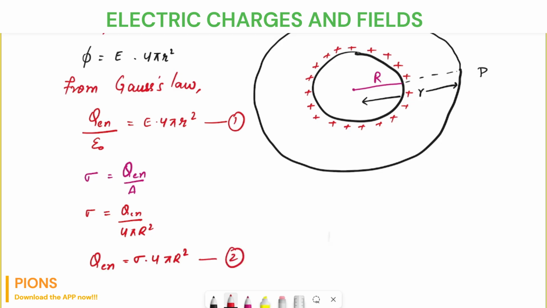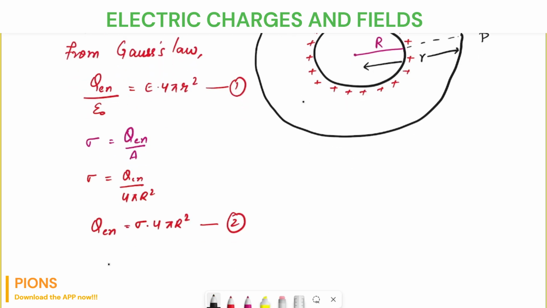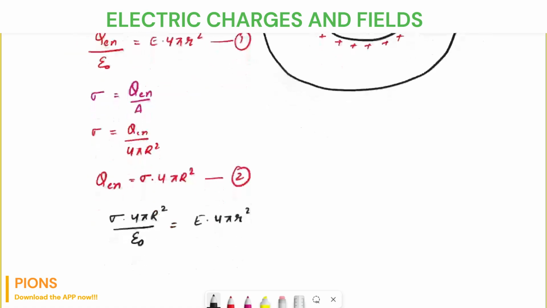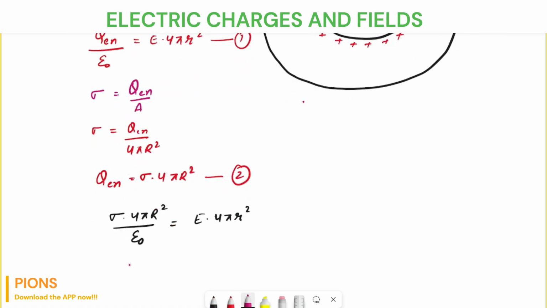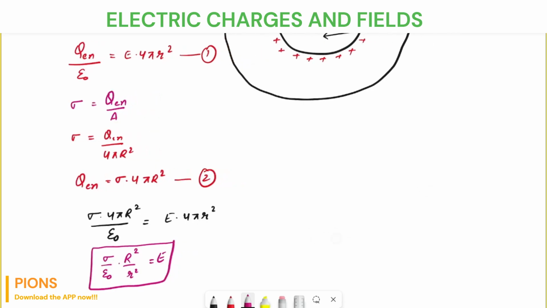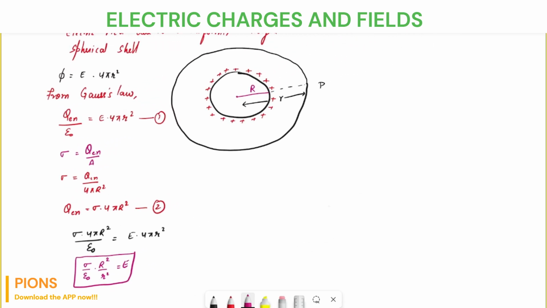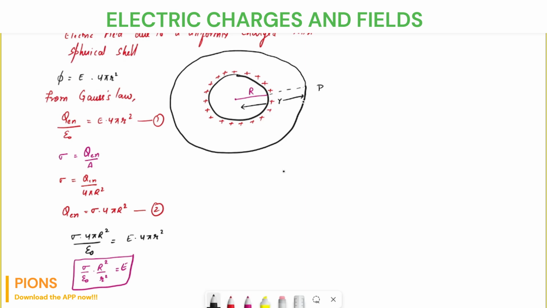Let's substitute equation 2 in equation 1. So Q enclosed will be sigma into 4 pi r square whole divided by epsilon naught, and that will be nothing but E into 4 pi small r square. Let's cancel out both the sides 4 pi. And what we are left with is sigma upon epsilon naught into capital R square upon small r square. That's our electric field at that point due to the shell. Any doubt? Now, this is outside the shell. Let's go on to on the shell. Second case, on the shell.